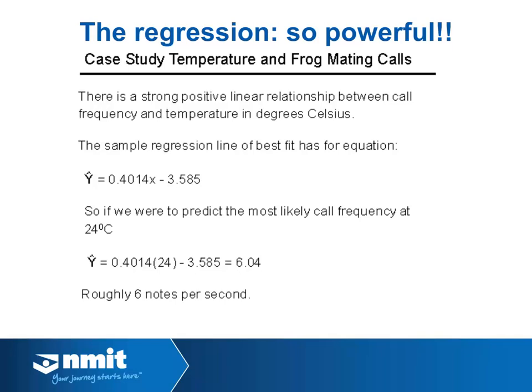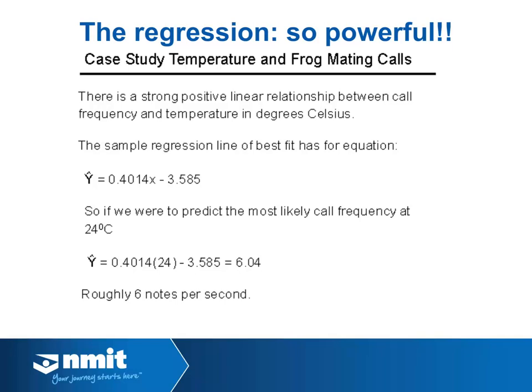A represents the slope of the line, so how much does the line go up for every increase in one of the x-axis. And b is where the line meets the y-axis, it's the y-intercept. And we'll see this again on the next slide. But first of all, here was the equation for this relationship. So the line of best fit for that previous scatter plot was y equals 0.4014 times x minus 3.585. Therefore, if we plug a temperature into that equation, it will give us the predicted call frequency of the frogs.